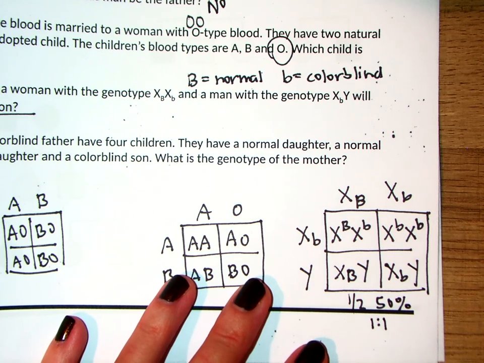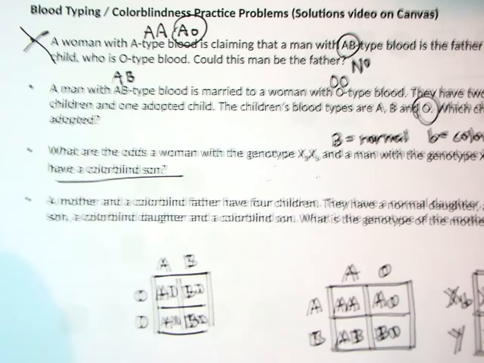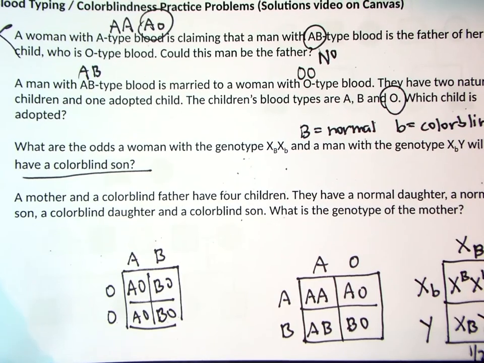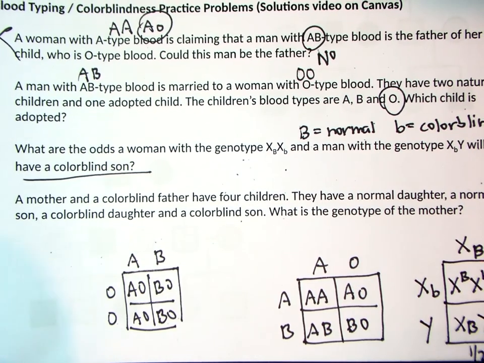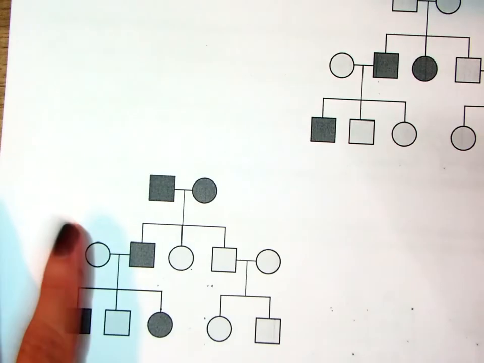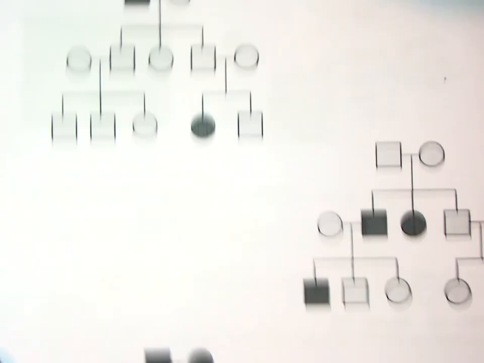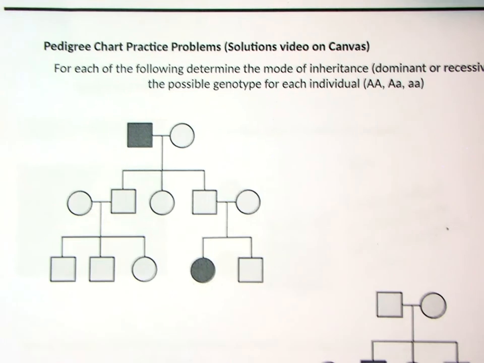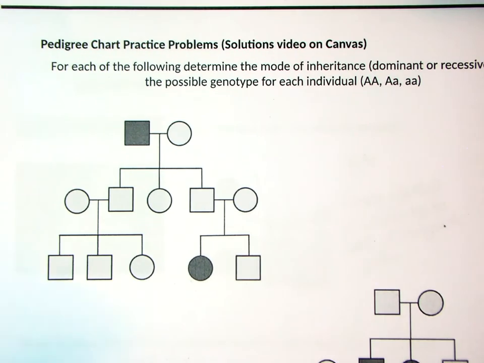Okay, I'll let you guys try that last one on your own. And then for this last page here, these are pedigree chart practice problems with solution videos on Canvas. I need to verify that those are still on there. Again, they were made by Amber Mortensen. And so you can try these out.